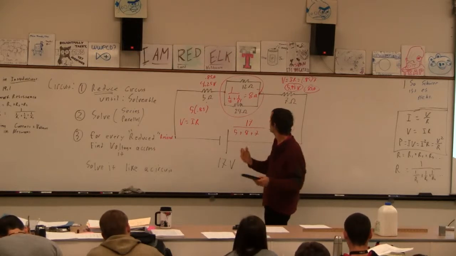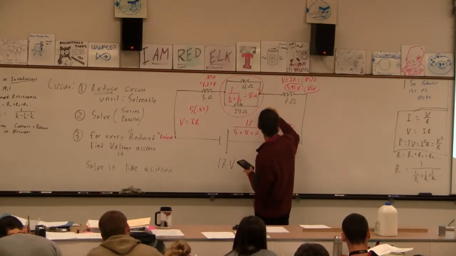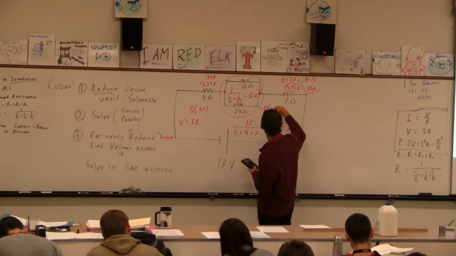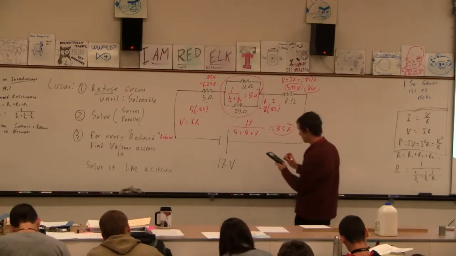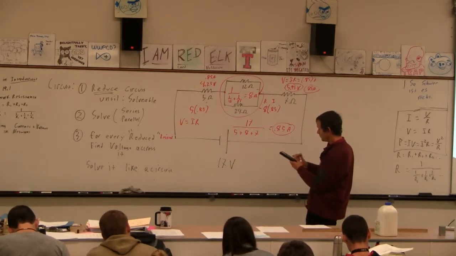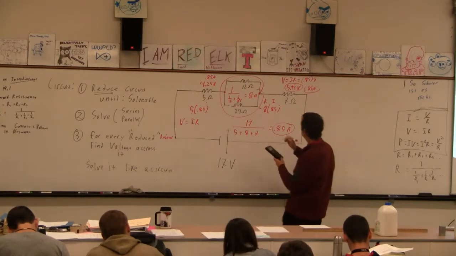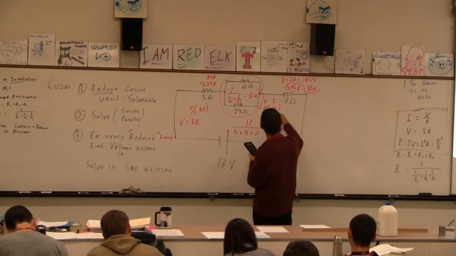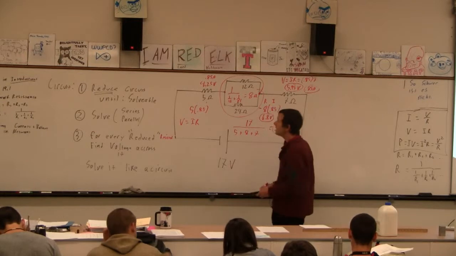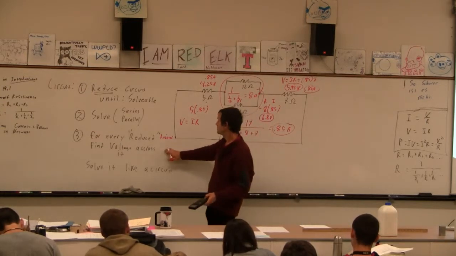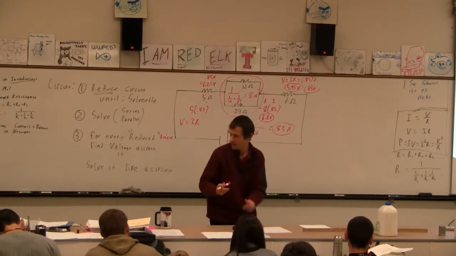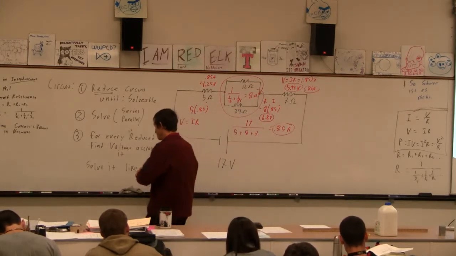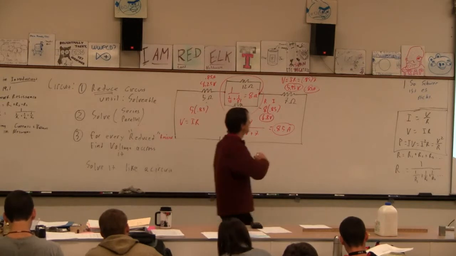It is one resistor. So this voltage across the reduced circuit is equal to 8 times 0.85. Again, I'm just doing R times I, right? So 8 times 0.85, and I've got 6.8 volts. Now, for every reduced resistor, find the voltage across it, solve it like a circuit. Here's what I mean by that. I take that circuit and I redraw it if I need to.